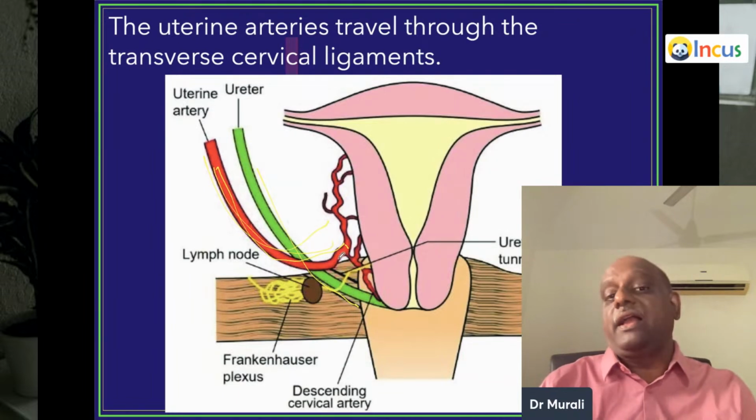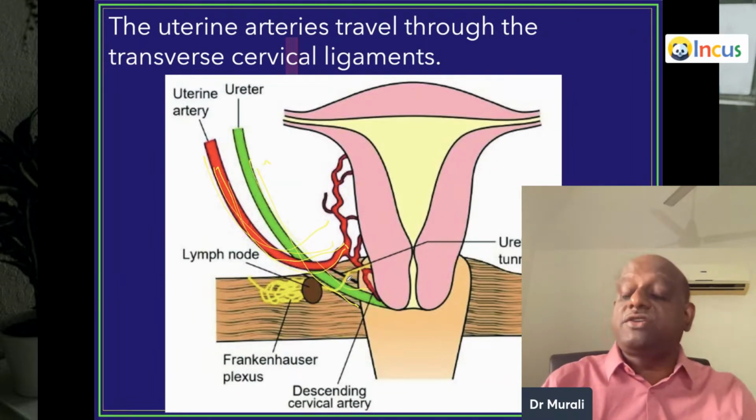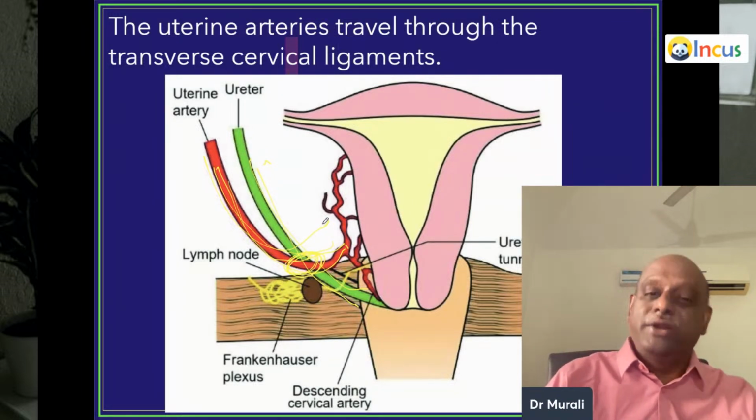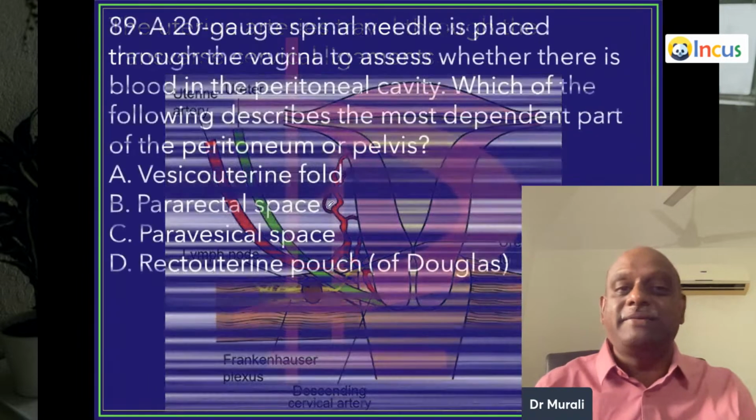Wife is gynecologist, husband is urologist. Why a good combination? Because if the wife injures ureter, at least husband will come and rescue the ureter, being a urologist. That's the only reason.